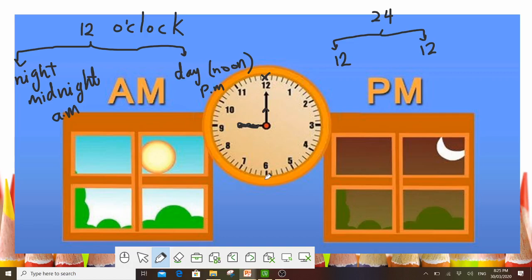7 p.m. eat our dinner. 8 p.m. watch TV, for example. 9 p.m. go to sleep. Here, 10 p.m., 11 p.m., we are sleeping. Now with 12 a.m., we start a new day. Okay? Good job. Why do I have to know a.m. and p.m.?